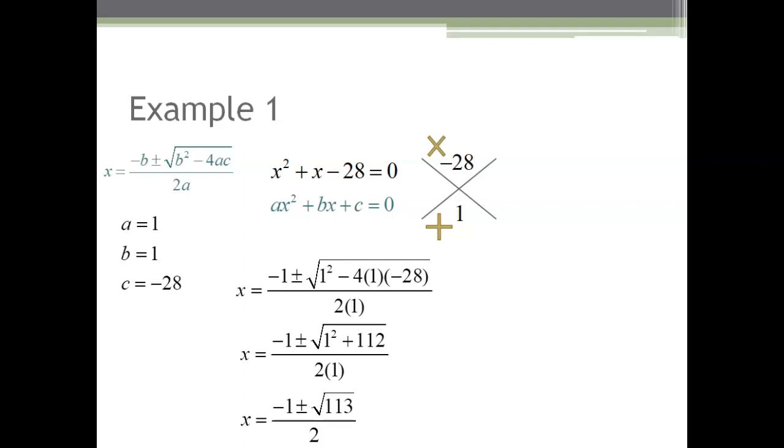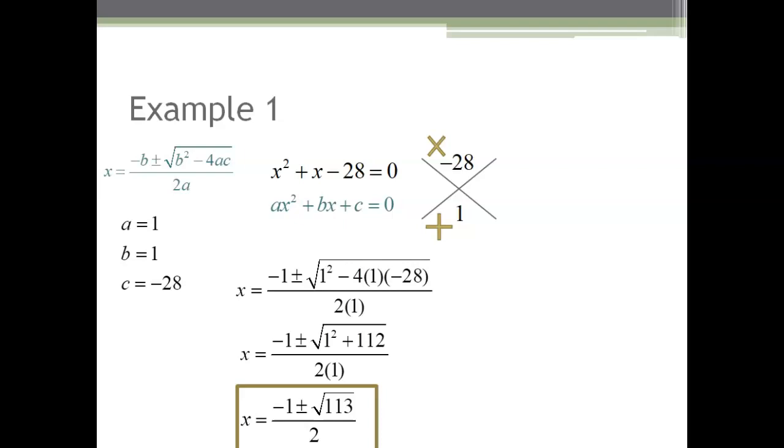In this case, there aren't, so we can just leave our answer as x equals negative 1 plus or minus the square root of 113 over 2. And that's actually our two answers, right? One answer is negative 1 plus square root of 113 over 2, and the second answer is negative 1 minus the square root of 113 over 2.